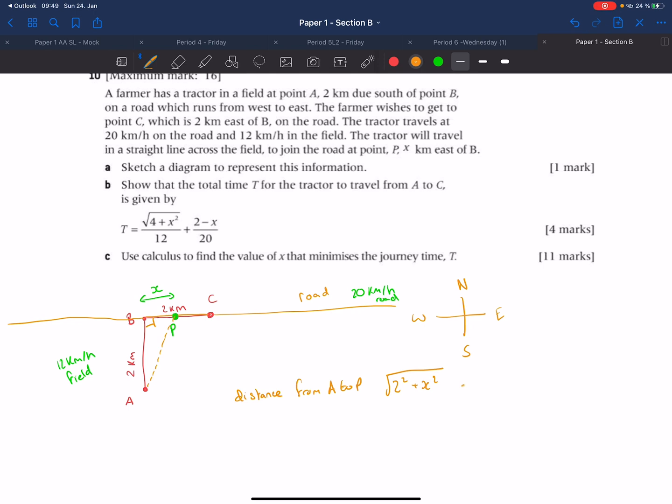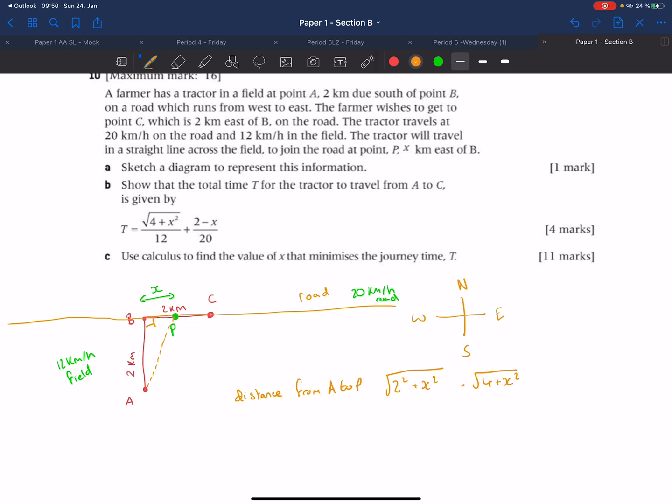I'll just expand that 2 squared, so we've got the square root of 4 plus x squared. Now please, nobody actually square root 4 and then square root x squared. It doesn't work out. Try it with a few numbers and you'll see. So our distance from A to P is given by the square root of 4 plus x squared.